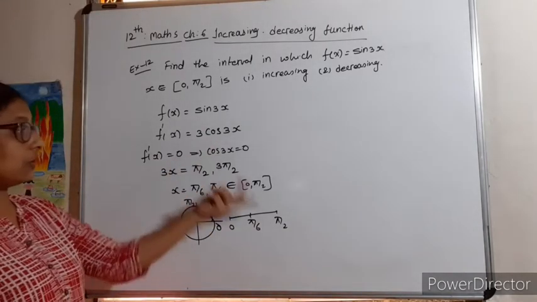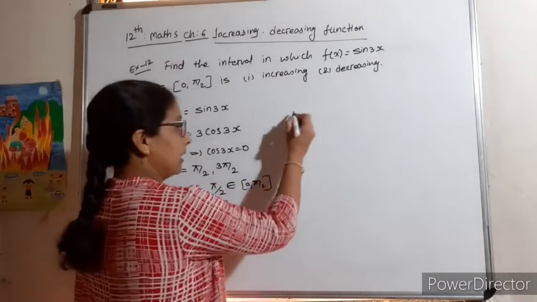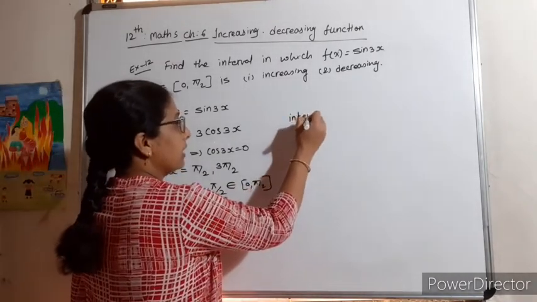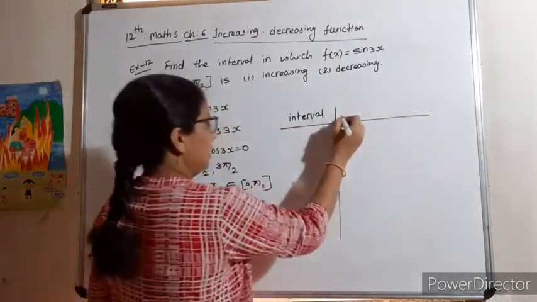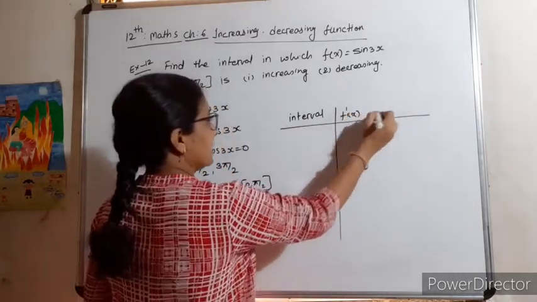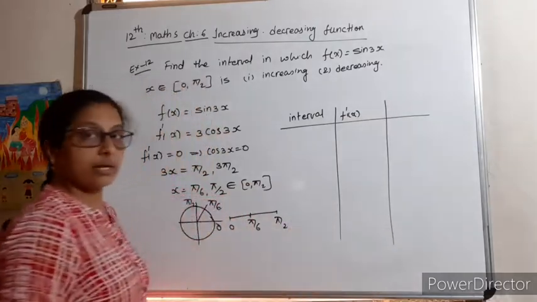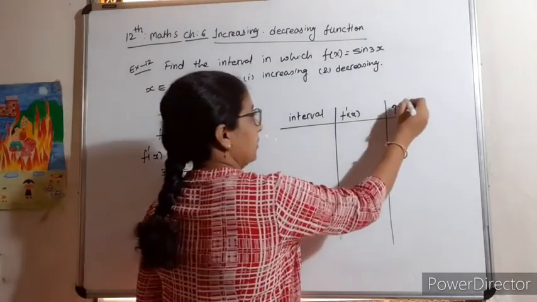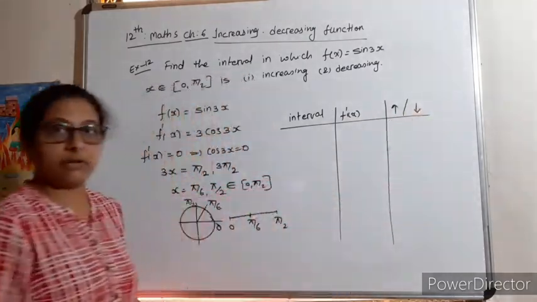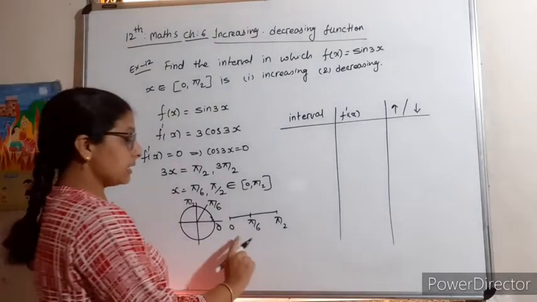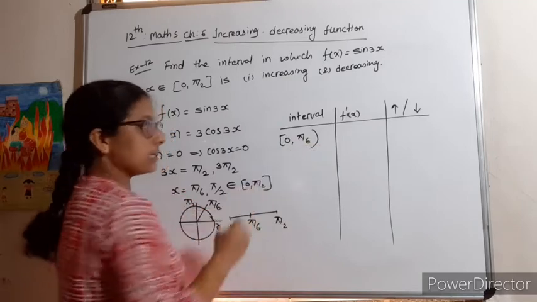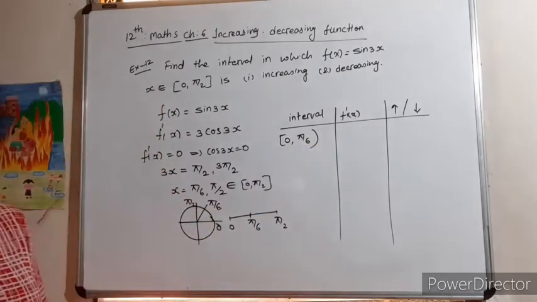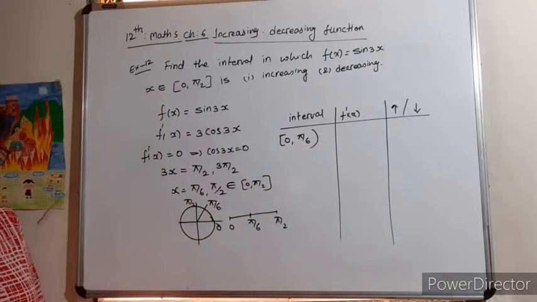ओके, pi by 2 भी तो 0 हो रहा है, so pi by 2 भी नहीं लेंगे. So here is the interval. Here is f dash x, whether it is greater than 0 or less than 0, and whether it is increasing or decreasing, we will make a table. So first interval क्या हो जाएगा? 0 to pi by 6, closed interval 0 to open interval pi by 6.